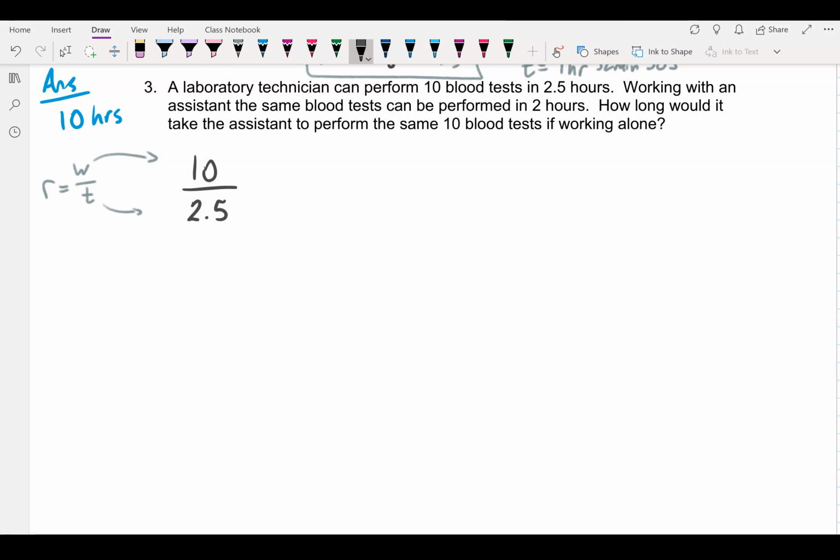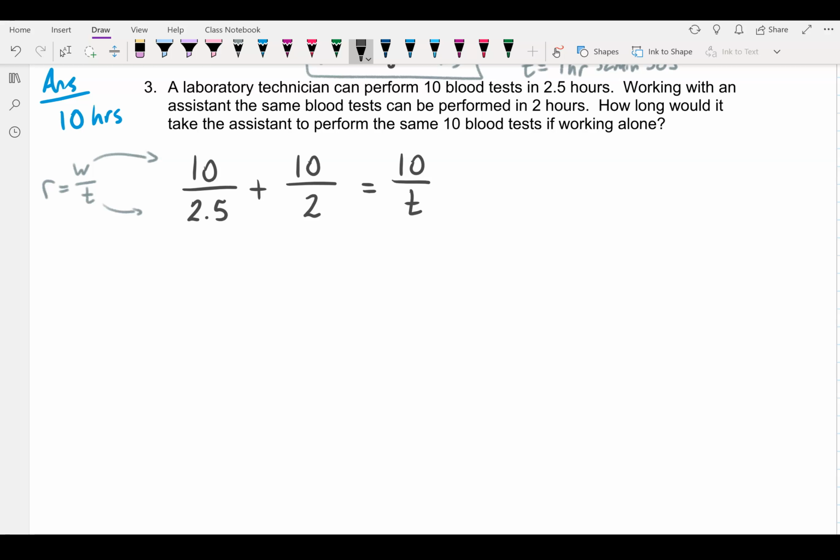Working with an assistant, the same blood test can be performed in 2 hours. So that one's a little different. The same blood tests, so 10 of them, can be performed in 2 hours. Now, I recommend that you don't write this, okay? Don't write what I'm about to write. Most students would say, working with an assistant, the same blood test can be performed in 2 hours. So a lot of students would write that, and then say, how long would it take the assistant to perform the same 10 blood tests as working alone? So 10 over t. That's not right.